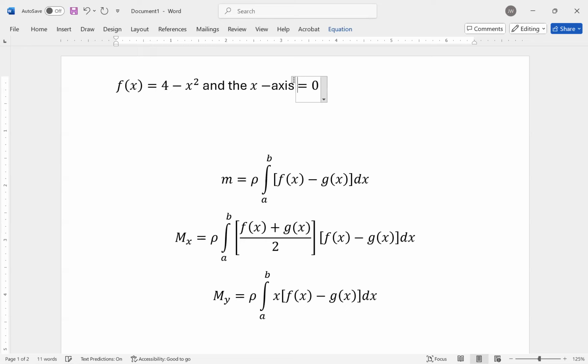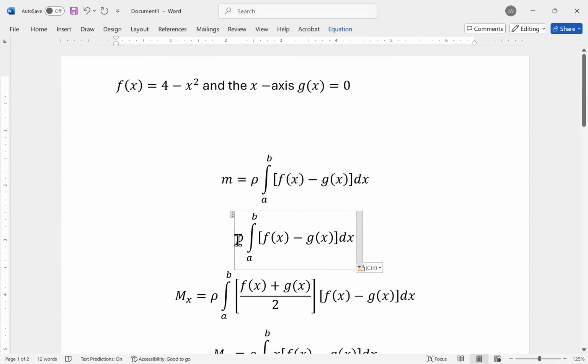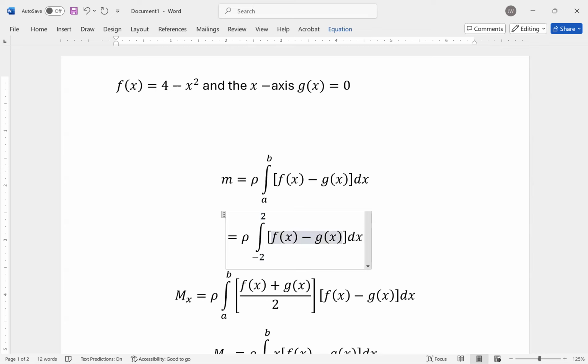Oftentimes, instead of writing y equal to 0, we write g of x equal to 0, because that's the one on the bottom. So when I go to find the mass, the mass of this object is going to be whatever the density is. It didn't give me the density as a number, it gave me the density as just rho. The bounds are, again, from -2 to 2. Then f is going to be 4 minus x squared, and g is going to be 0.